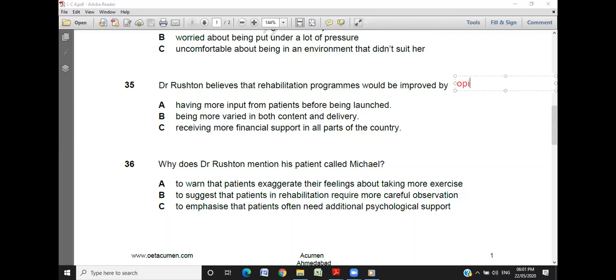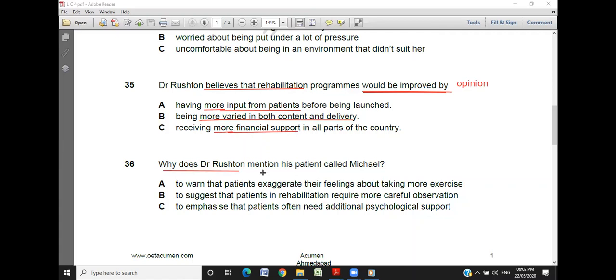So again, this is an opinion question, because it says Dr. Reston believes that, okay, and the focus here is in future how they can be improved. All three options are comparative, obviously, because he's talking about current rehabilitation programs and the future. So obviously he's comparing what changes can be done to the existing ones. Okay. So do we need more input from patients, or do we need more variety in terms of content and delivery, or do we need more financial support?